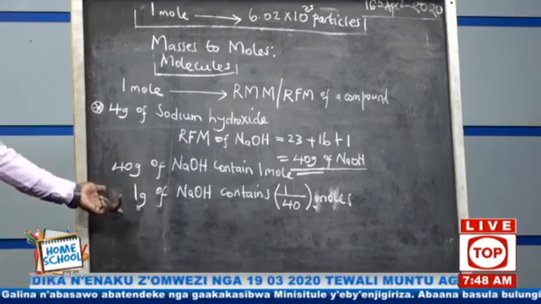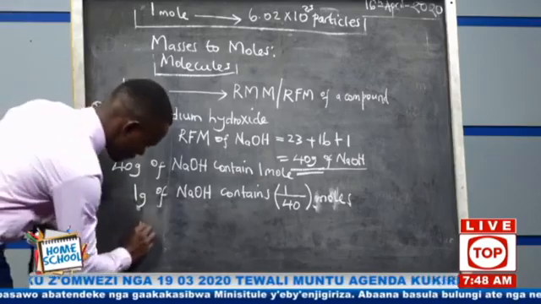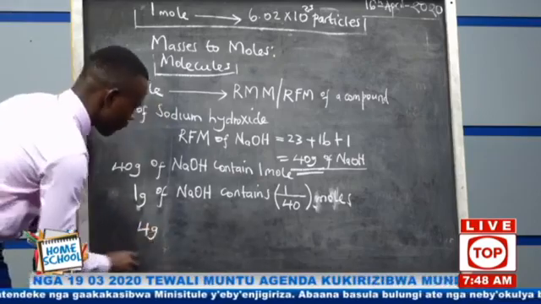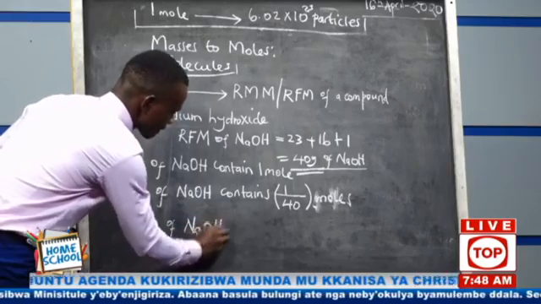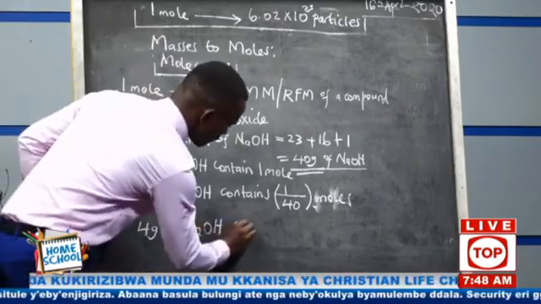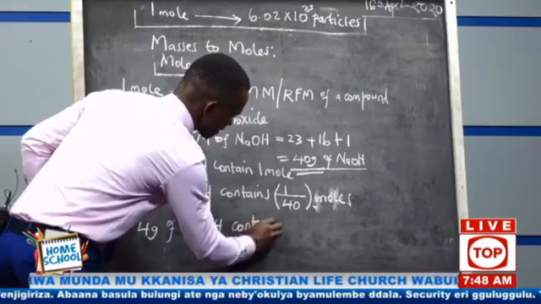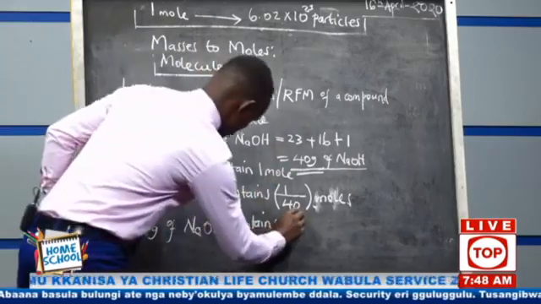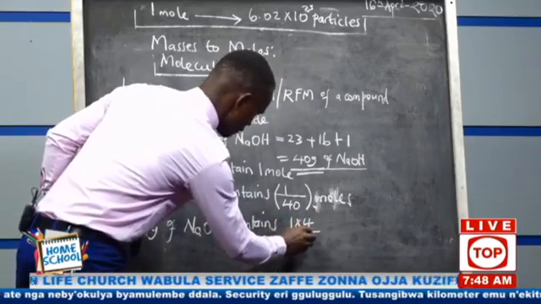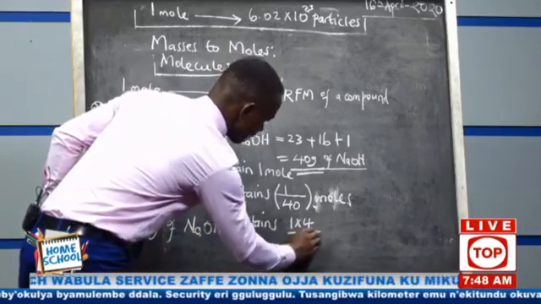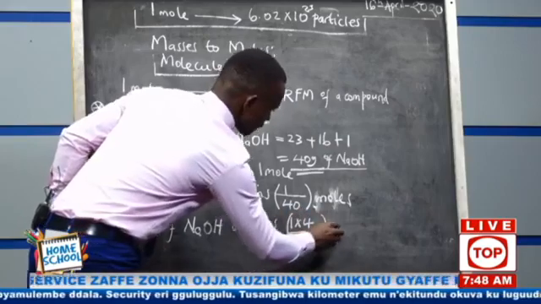Then what next? We look for 4. What about 4 grams of sodium hydroxide? That means this one contains 1 times 4 out of 40 moles.